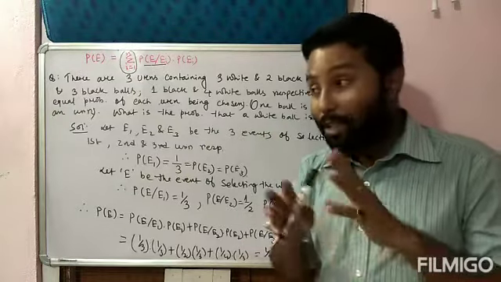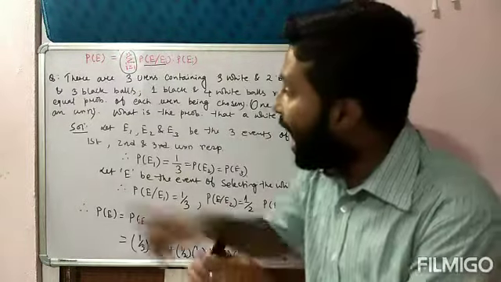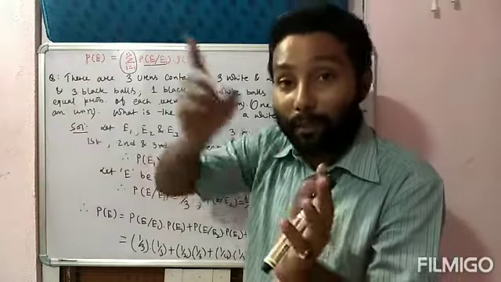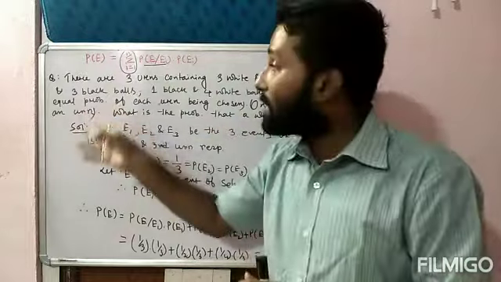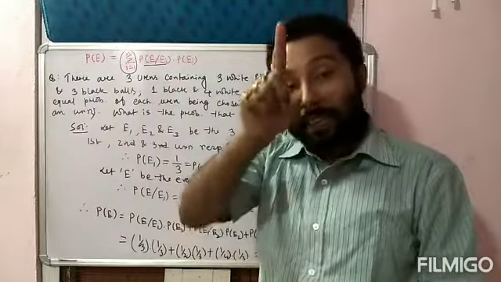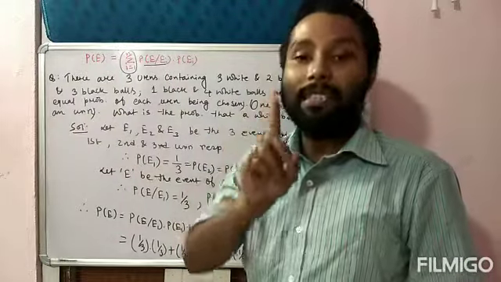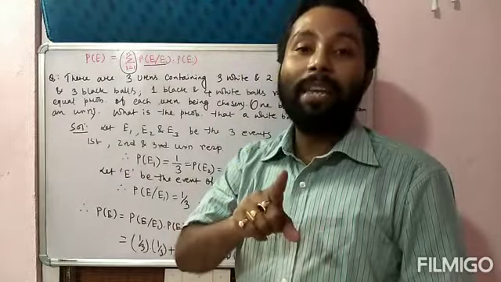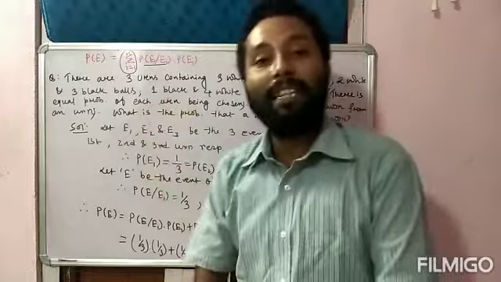Okay. So like this only you have to identify. When the urn is also mentioned specifically, whether you have to select the ball from the first urn, from the second urn, or from the third urn, then only you can say that it is a Bayes theorem related question. Otherwise it will be a theorem of total probability based question.